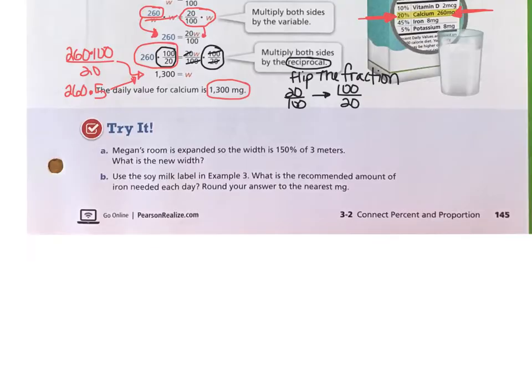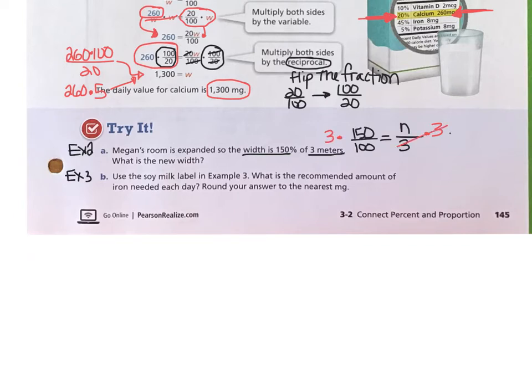Try it A is just like example 2, and try it B is just like example 3. Try it A says, Megan's room is expanded so the width is 150% of those 3 meters. So we are looking for 150%, so that's over 100, and we want to know what the new width is out of 3 meters, which is the original width of her room. In order to solve this, we're going to multiply both sides of that proportion by 3.